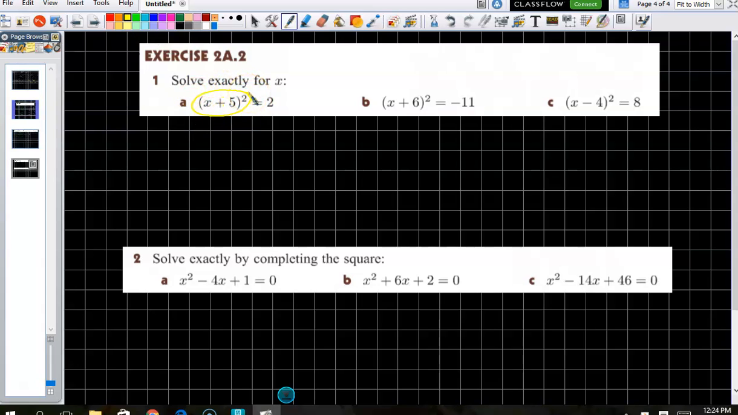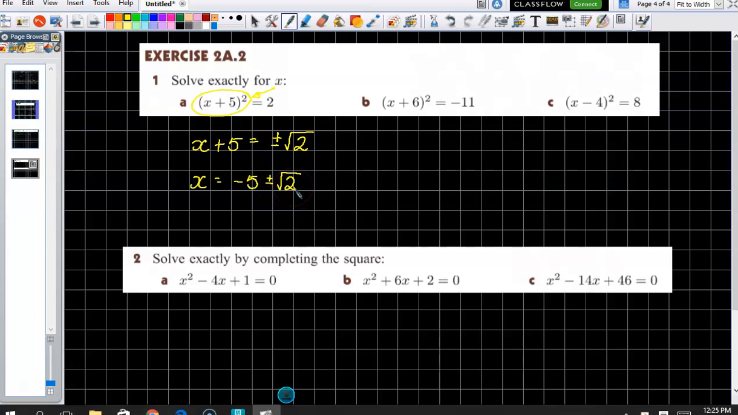Because when it's in that form, how do we get rid of a squared? You square root, so this would become x plus 5. You square root 2, and remember when you square root something, you can have a plus or minus answer. And then to get rid of the plus 5, we take 5.